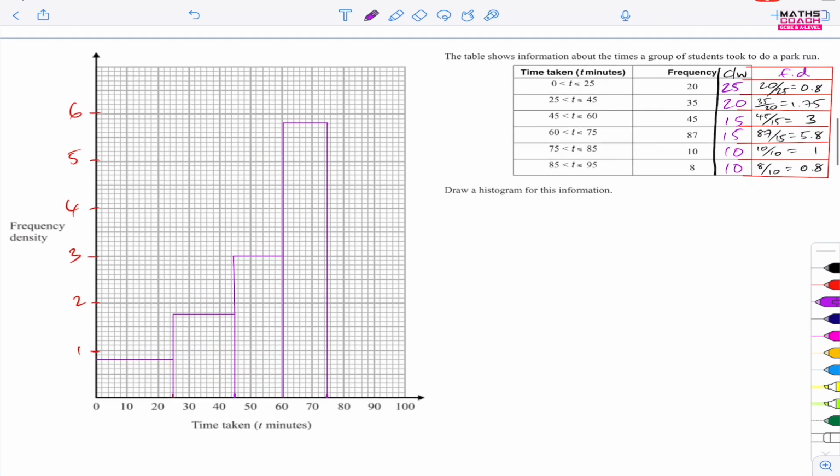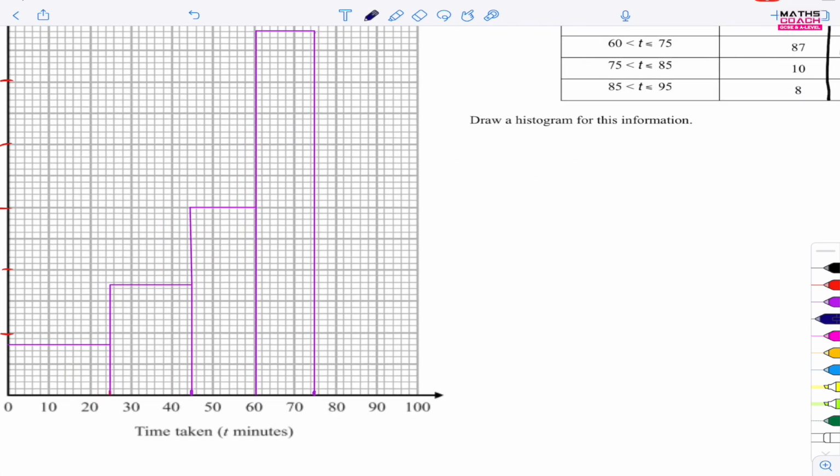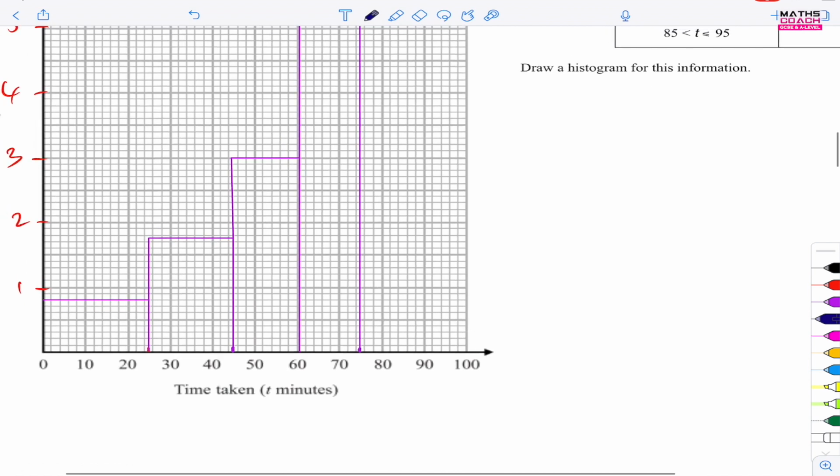We've got 1 next for the frequency density, and it's going from 75 to 85. So 75 to 85, halfway, up to 1. So let's go ahead and see where that 85 is. 85 is right there, and it's going up to 1. So 1 is just across there and down. So as you can see, I've gone up to 1 right there.